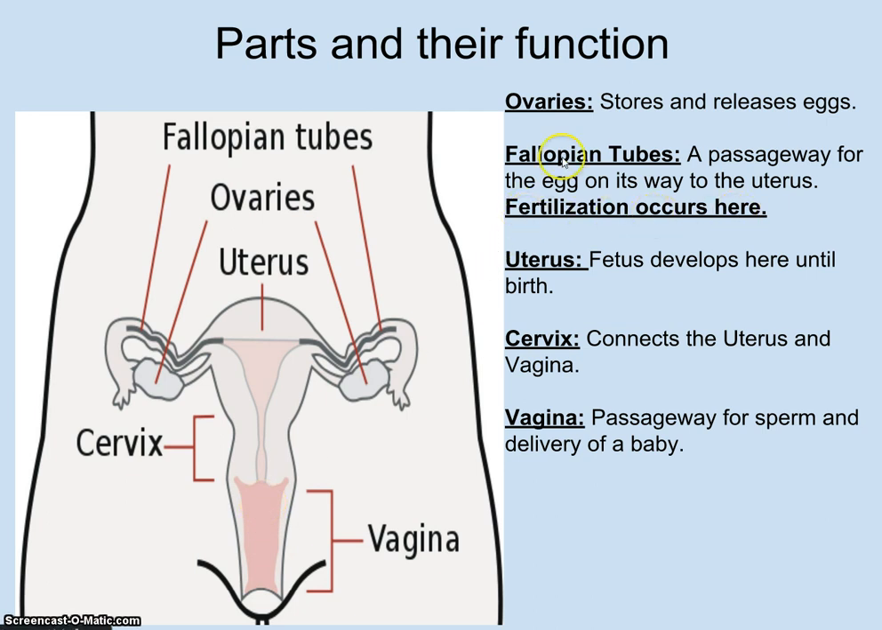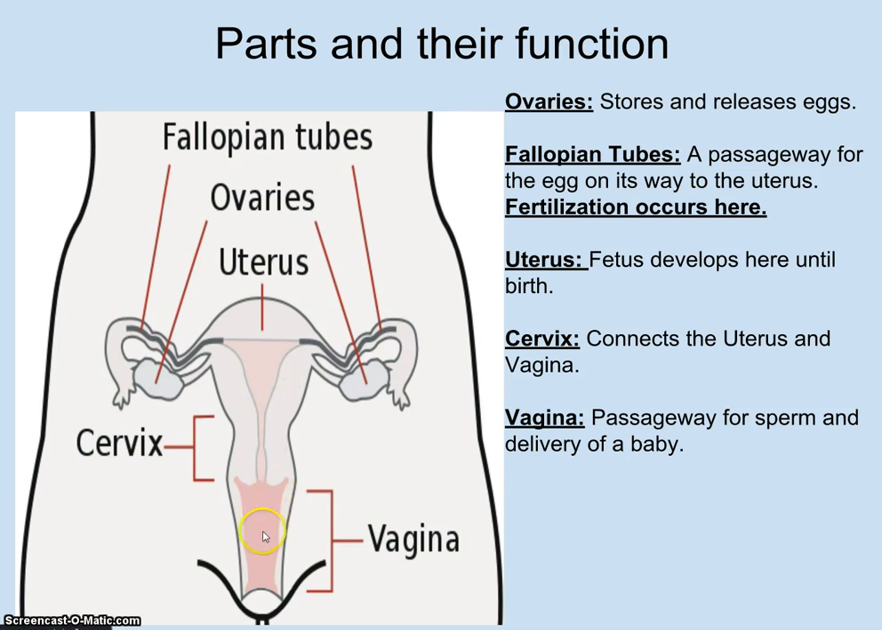Fertilization happens here in the fallopian tube. So the egg is coming down, the sperm is swimming up, and fertilization happens in here. The sperm and the egg, happily together, will come down together and nestle themselves up into the side of the uterus, and that's where the baby forms.